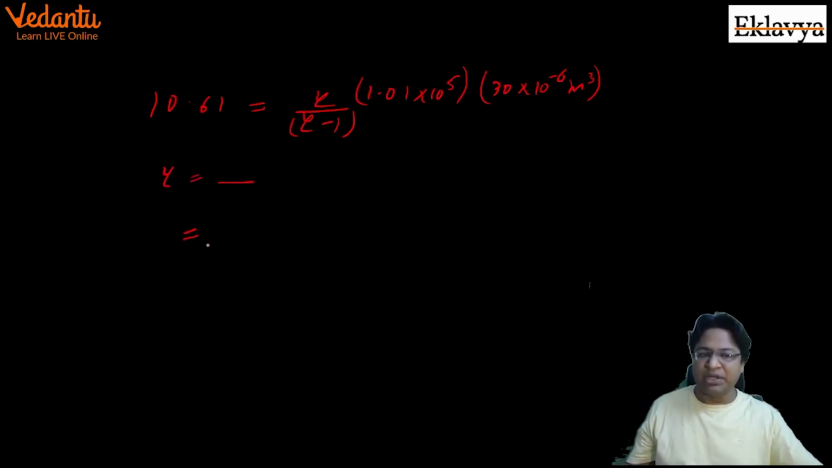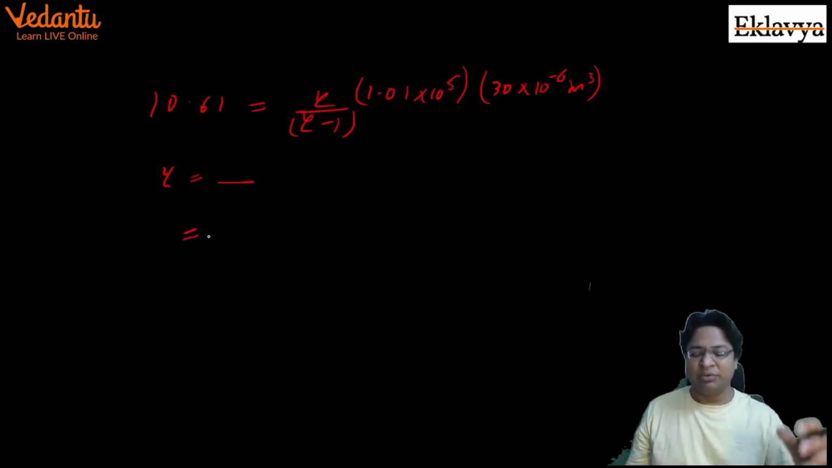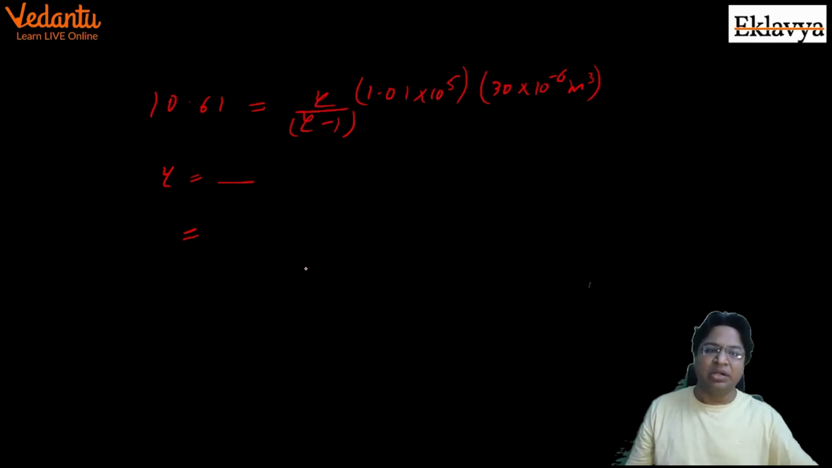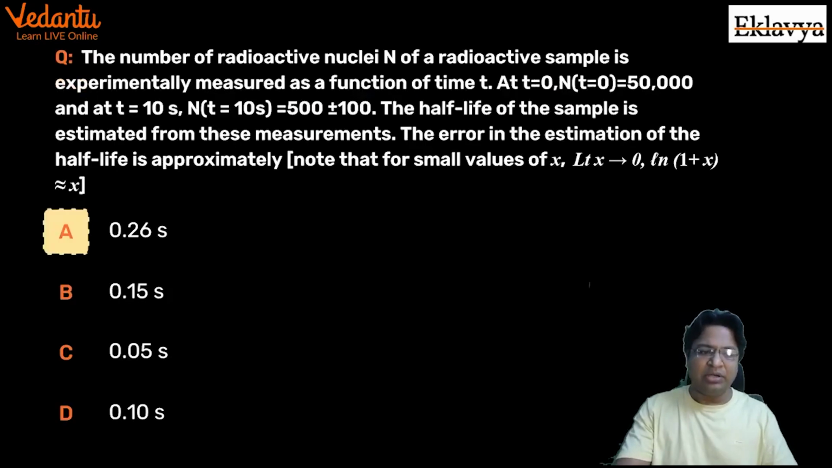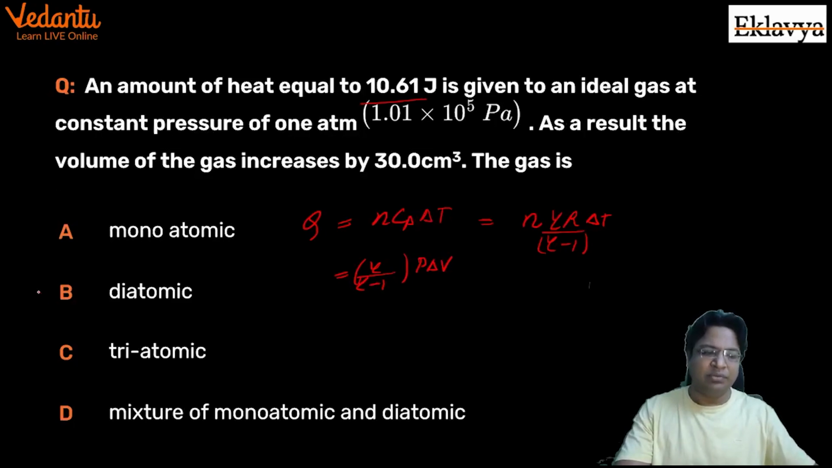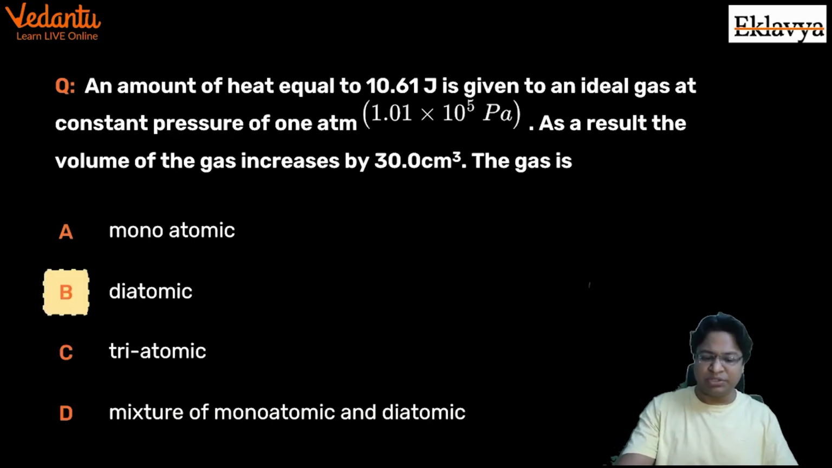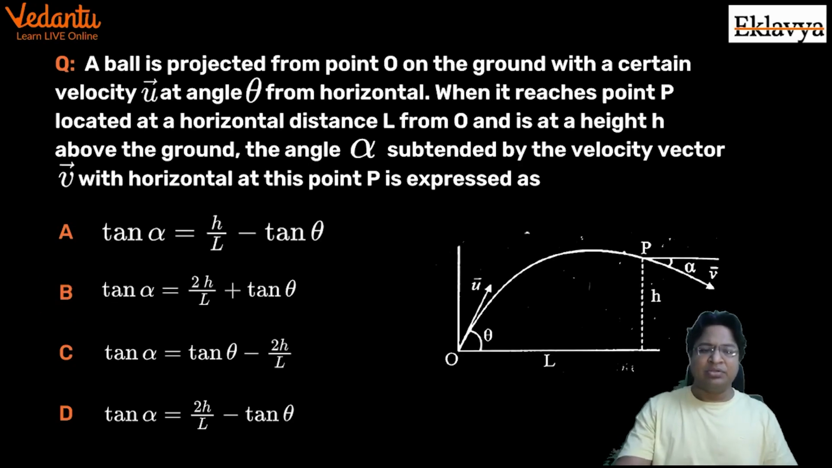Now I'm skipping the calculation part, students, because I want to keep the solution short and sweet. On solving this, you will end up getting a gamma of 7 by 5 or 1.4, indicating that we are dealing with a diatomic gas, and the correct answer would be option B. So this is how you will do this particular question. Simple question, very simple, straightforward question. This is a very good question, guys.